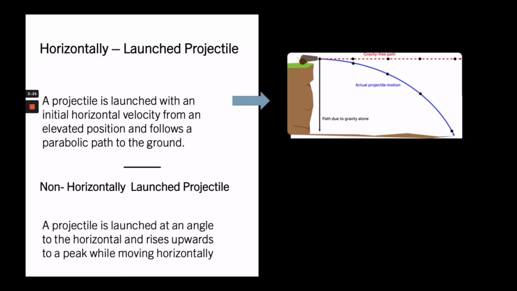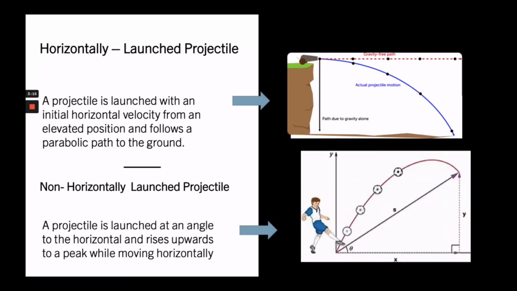And a non-horizontally launched projectile is a projectile launched at an angle to the horizontal and rises upwards to a peak while moving horizontally. Looking at this picture, a baseball player is kicking a ball at an angle.